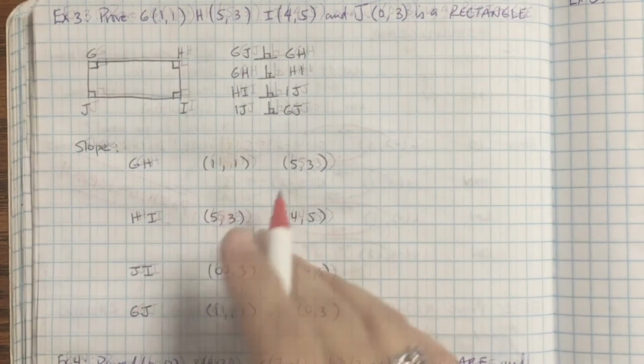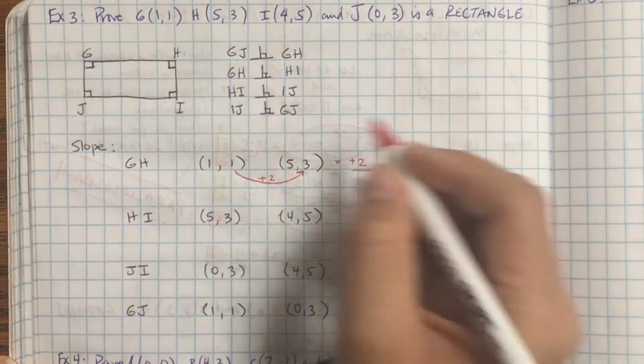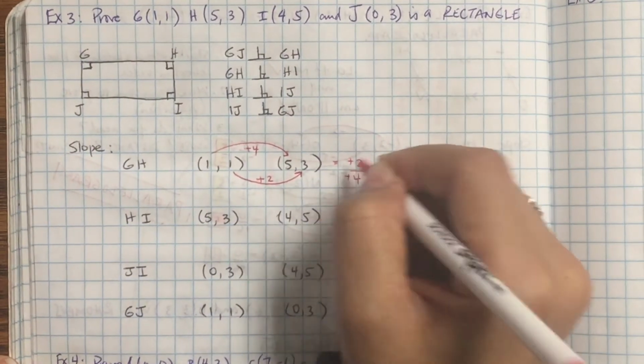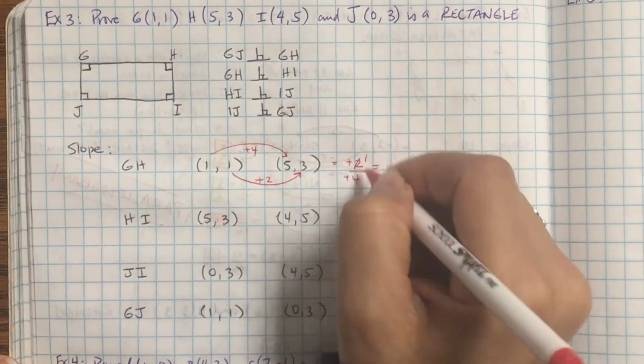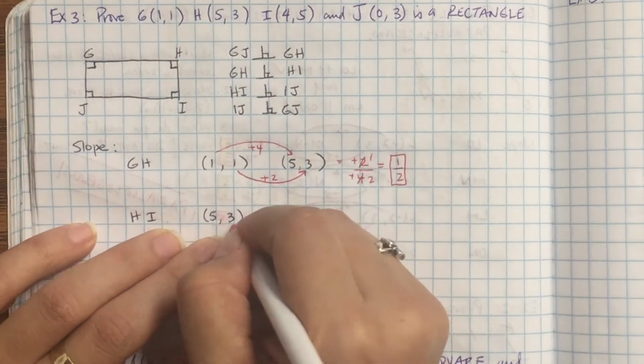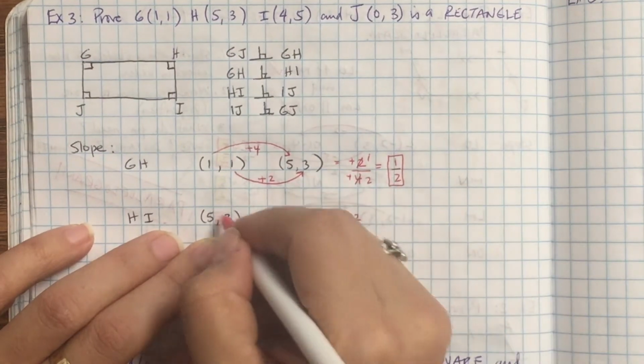All right, so what's slope again? Change in y over change in x. So how do I get from 1 to 3? I added 2. How do I get from 1 to 5? I add 4. So change in y over change in x, plus 2 over plus 4. Take care of the signs, that's positive. Simplify that, it simplifies to 1/2. All right, next one, change in y. I added 2. 3 plus 2 is 5. Change in y is plus 2.